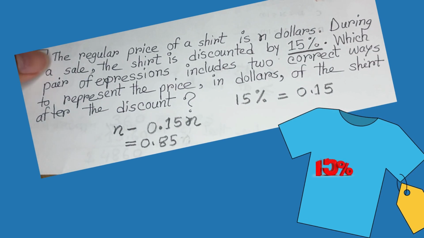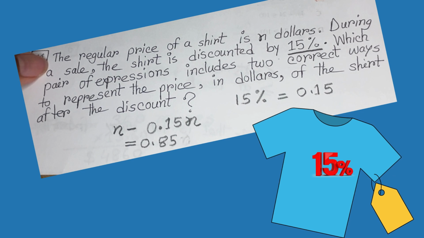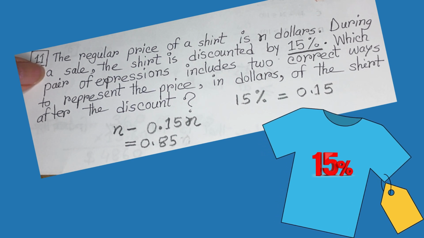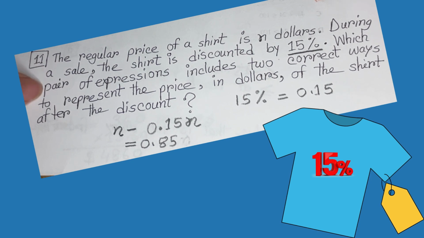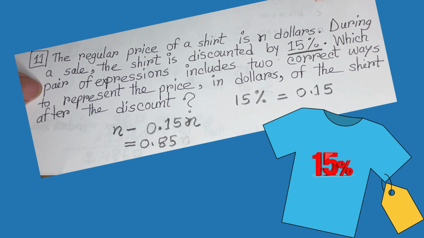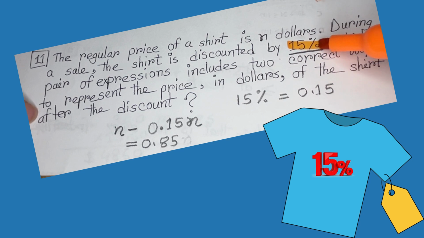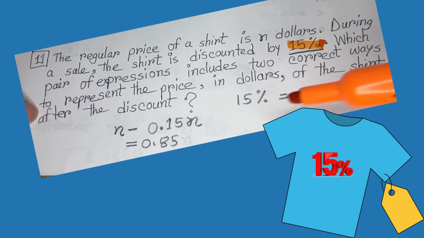Question number 11. The regular price of a shirt is $N. During a sale, the shirt is discounted by 15%. Which pair of expressions includes two correct ways to represent the price in dollars of the shirt after the discount? So 15%, we'll highlight here 15%, that is the discount. 15% means 15 divided by 100, so it will be 0.15.